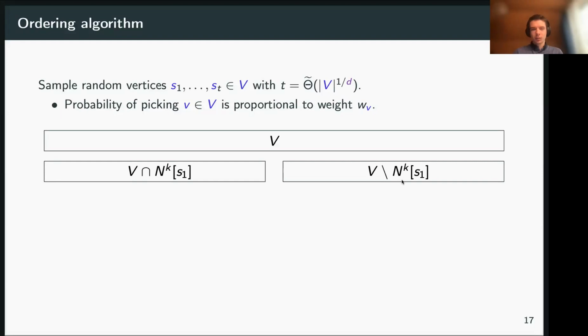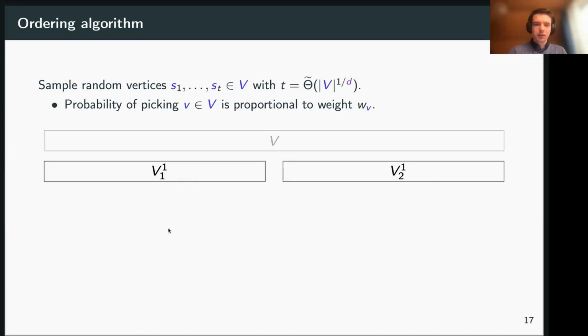Okay, so we just take this ball centered at S1 and we cut this bag of vertices V into two parts. And we place these bags next to each other. So in general, we will have a sequence of bags of vertices. Now we have two bags. Let's say it is V1,1 and V2,1.